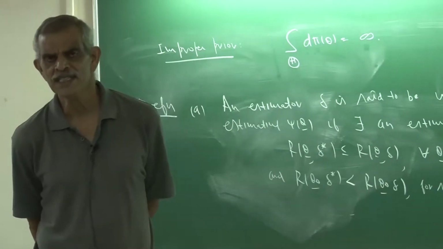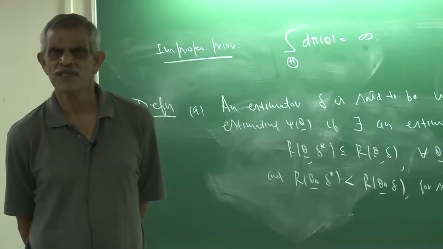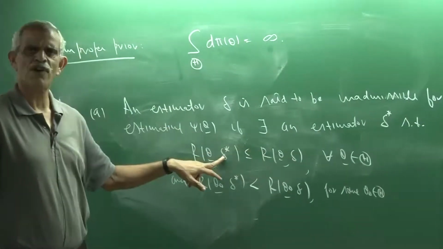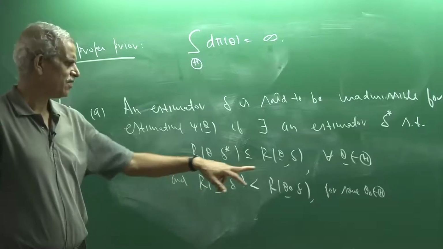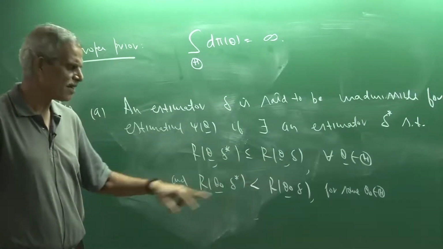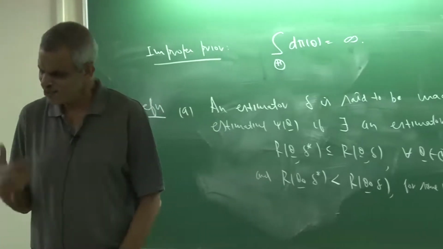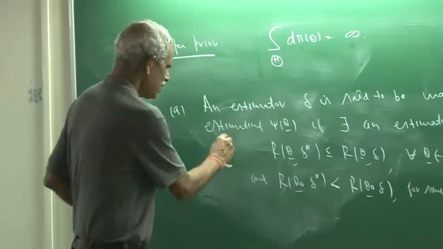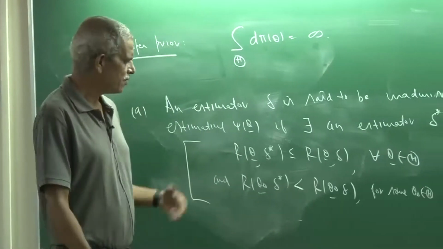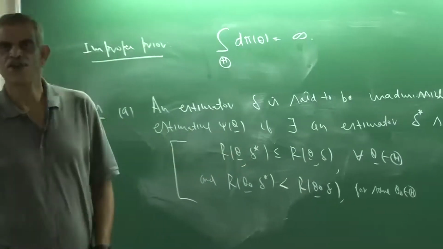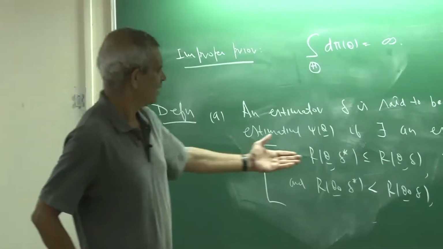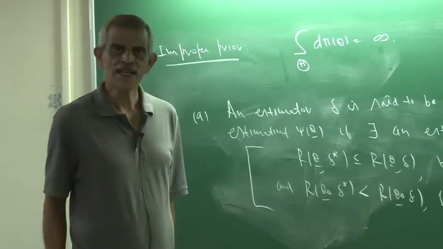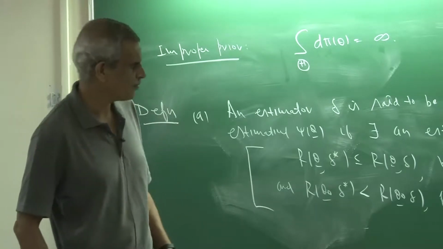So, certainly any estimator which is inadmissible should not be considered, right? Because given that estimator, you have found an estimator whose risk is always less than or equal to the risk of that estimator delta, and in fact, at some point it is smaller. Now, we loosely describe this phenomenon by saying that delta star dominates delta. That means the risk of delta star is always less than or equal to the risk of delta at every theta, and at some theta, there is a strict inequality.